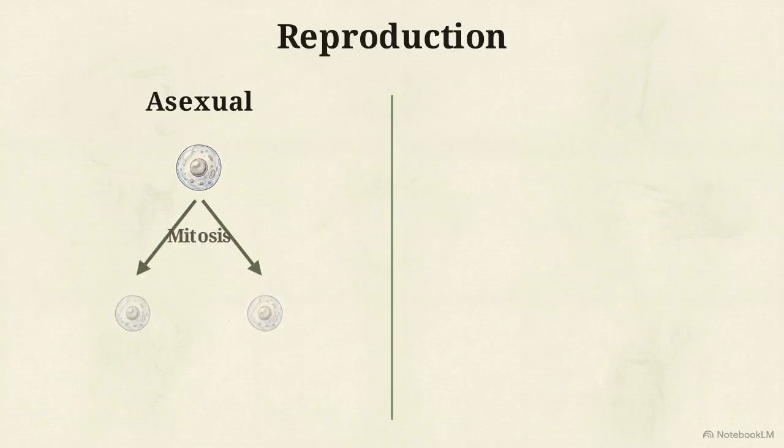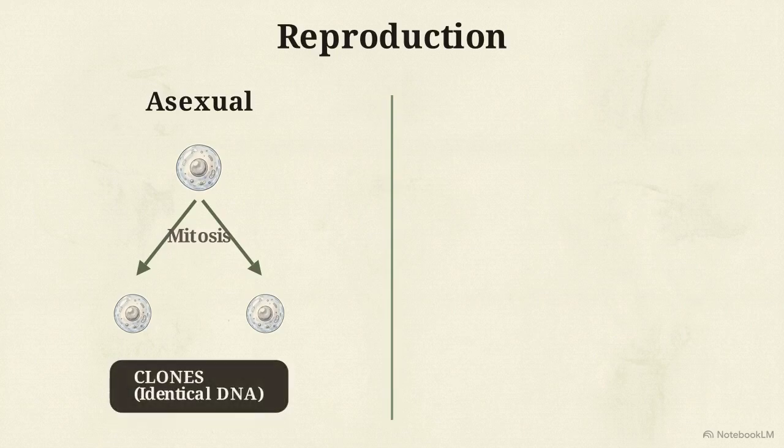Looking at this split-screen flowchart, we start with asexual reproduction on the left. This is a highly efficient process involving just a single parent cell. Through a cellular division called mitosis, that cell divides to produce two offspring that are exact genetic clones of the original. On the right side of the chart, sexual reproduction takes a different path.